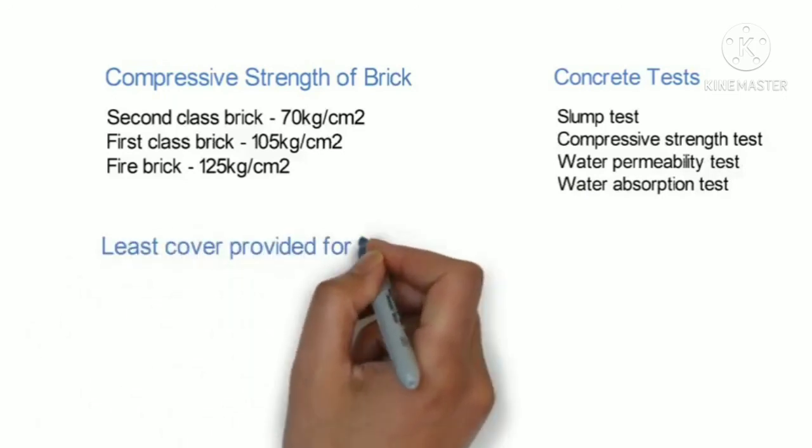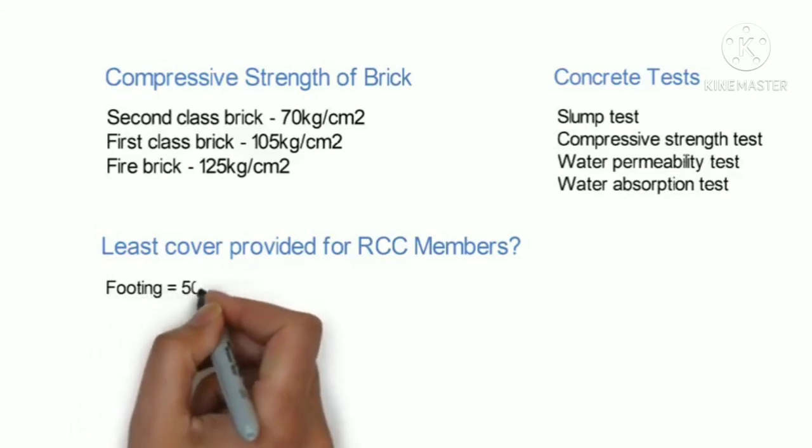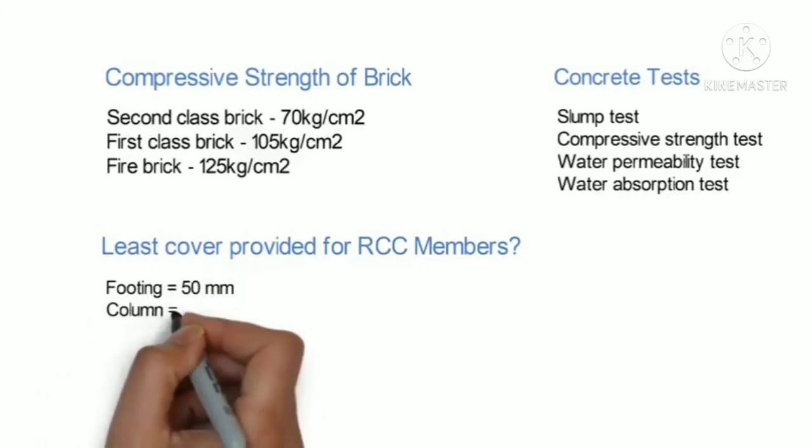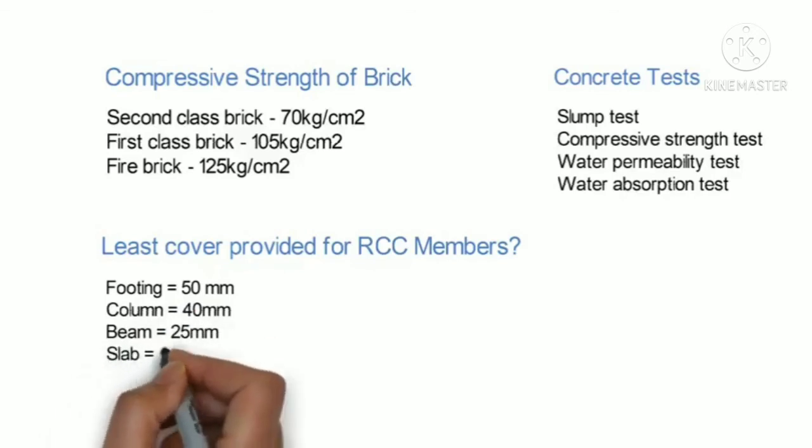Least cover provided for different RCC members. For footing, the cover should be 50 mm. For column, 40 mm. For beam, 25 mm. And for slab, 20 mm.